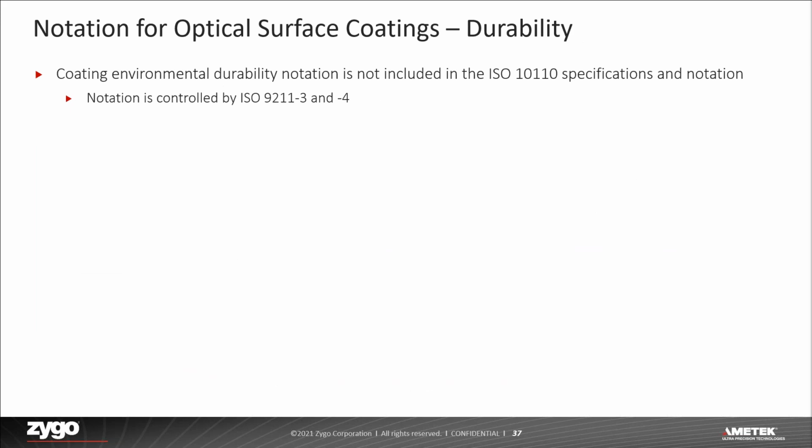Along with specifying the coating itself, in many cases, the environmental durability specifications for coatings may be necessary. The notation for those requirements are outside of the ISO 10110 purview, but covered in another ISO standard within TC 172. The ISO 9211 series is explicitly for coatings and their different properties. For environmental durability, those requirements are shown in ISO 9211-3. In that standard, the basic notation is described for all coating-specific environmental or durability tests.